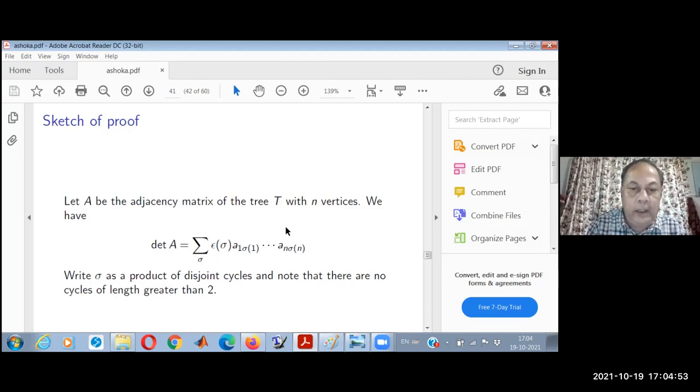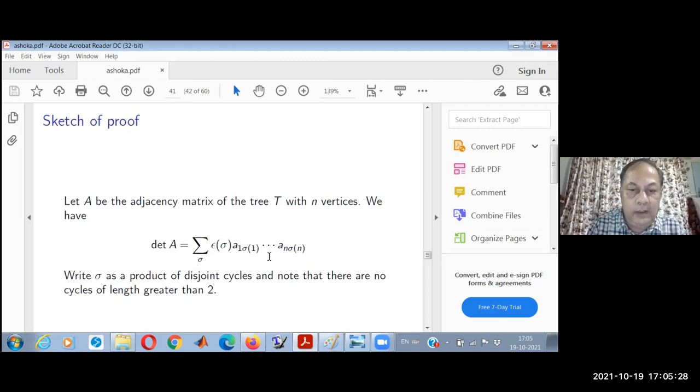Now, when you have a tree, lots of things happen. First of all, the adjacency matrix of a tree has zeros on the diagonal. So this permutation cannot have any loops, any one-cycles. Another thing is a tree doesn't have cycles. All the terms in the product are going to be either 0 or 1 because the entries of the matrix are 0 or 1. So we have to just see which permutations give rise to a 1.